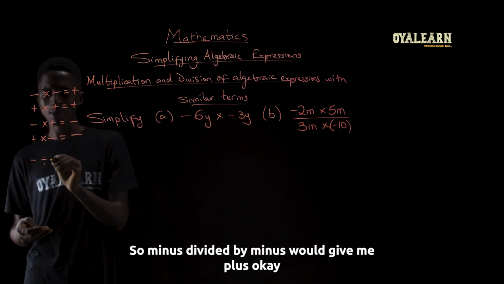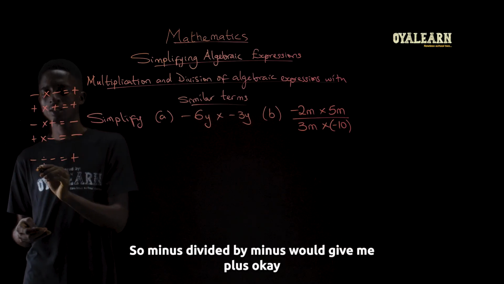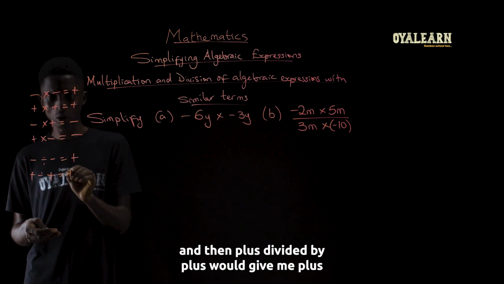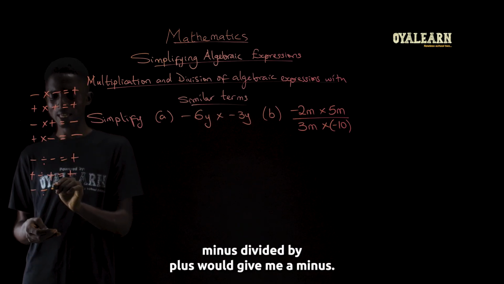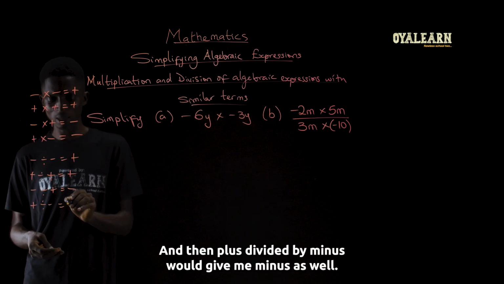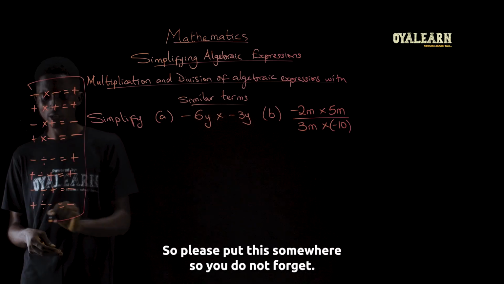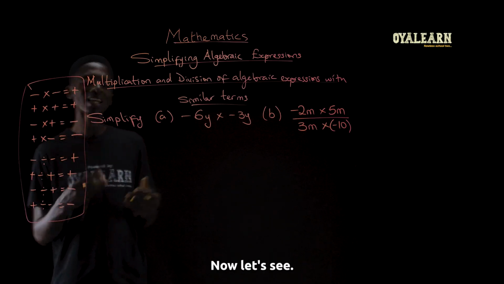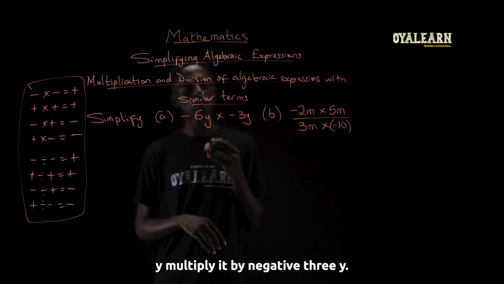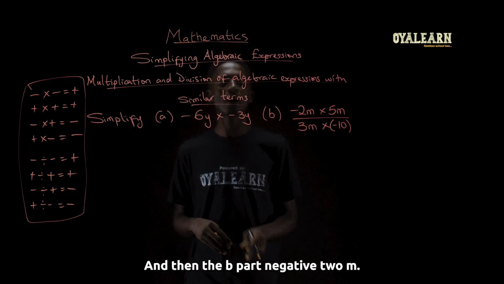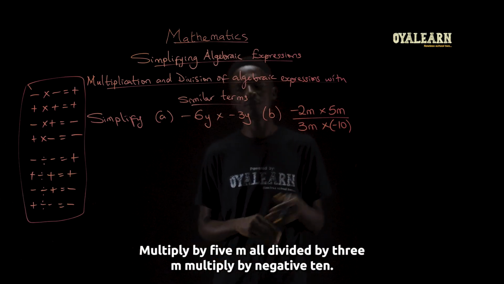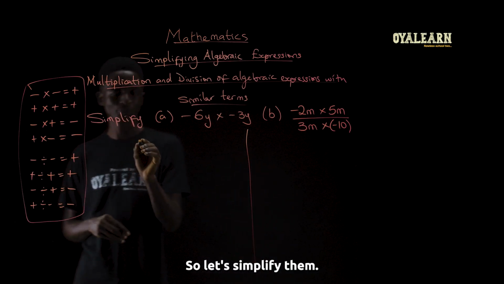So minus divided by minus would give me plus. Okay? And then plus divided by plus would give me plus. Minus divided by plus would give me minus. And then plus divided by minus will give me minus as well. So please put this somewhere so you do not forget. Now let's see it in practice. We are asked to simplify negative 6y multiplied by negative 3y. And then the B part, negative 2m multiplied by 5m, all divided by 3m multiplied by negative 10. So let's simplify them. Solution.